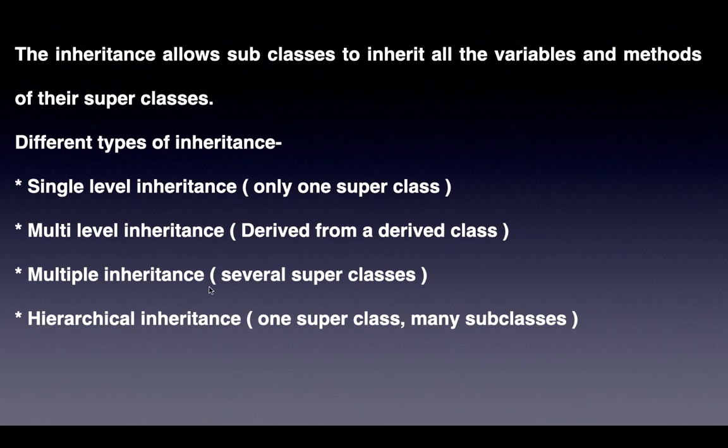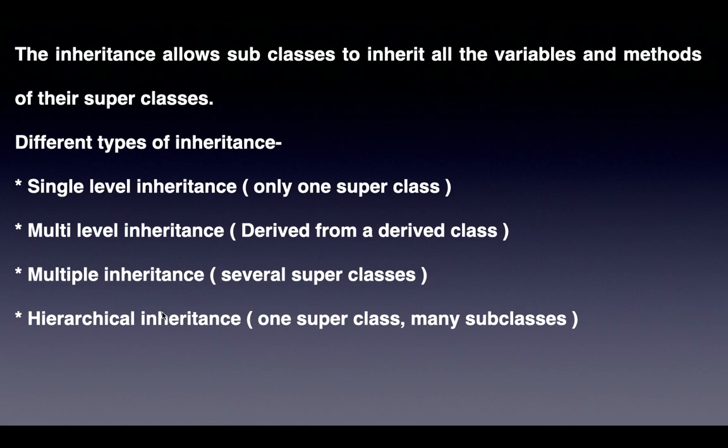Now, multiple inheritance, where several superclasses are there and one class is inheriting from more than one class. If we have a derived class which is inheriting from more than one superclass, that kind of arrangement is called multiple inheritance, where one class takes the variables and methods of different classes at one level.